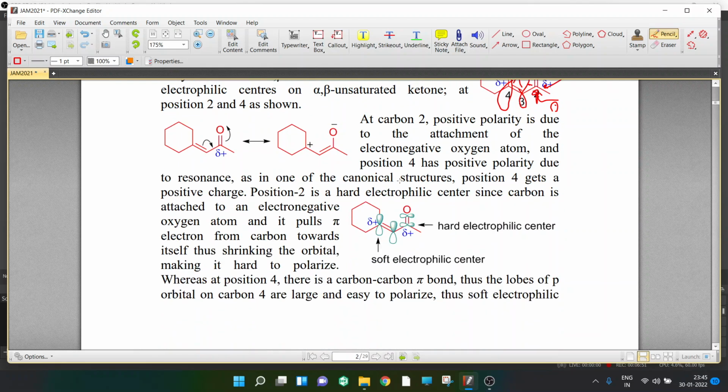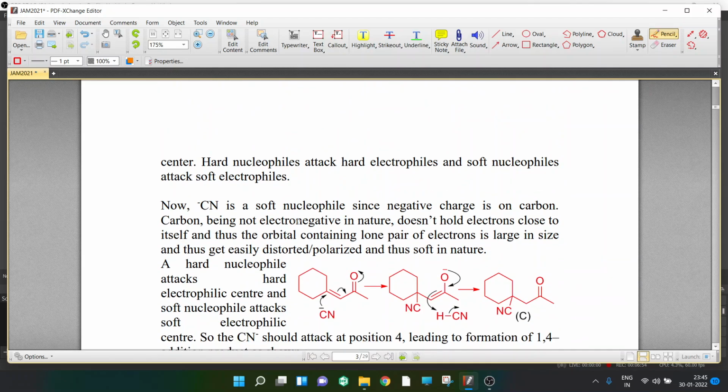Now in CN minus, the negative charge is on carbon, and you know carbon is not at all electronegative. Because it is not electronegative, it will not hold electrons strongly to itself, so the lobe is very large. Because the lobe is very large, it is soft, and therefore it will attack at position number 4. The negative charge then comes here, and you get this product 1 for addition.